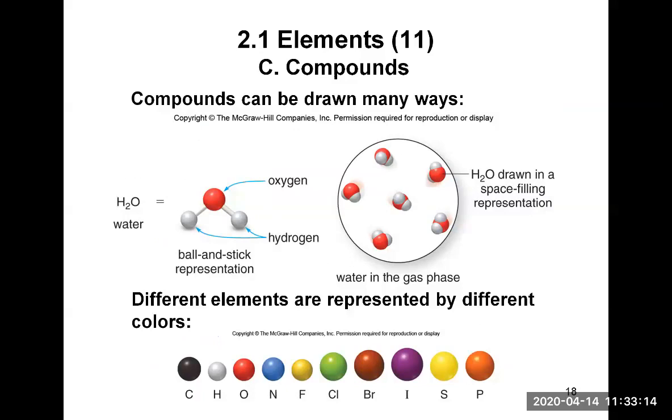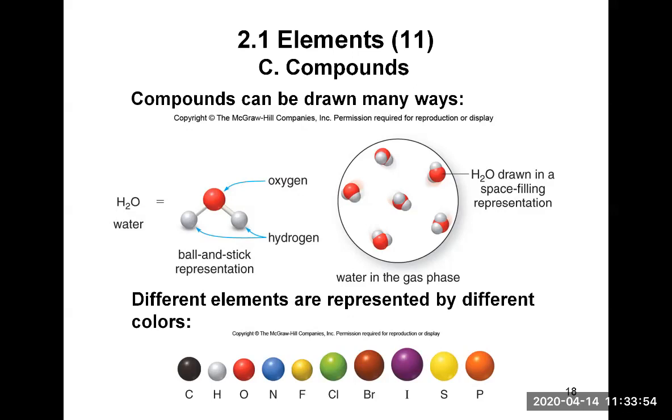And so compounds can be drawn in many ways. We will learn that in chapter 4, for example. So if you look on the left here, H2O is the general formula for water. But if you want to show how the hydrogens and the oxygen bind together, you can use a ball and stick representation that shows the atoms as balls, and the sticks represent bonds. And so the 2 hydrogens are bonded to oxygen there.